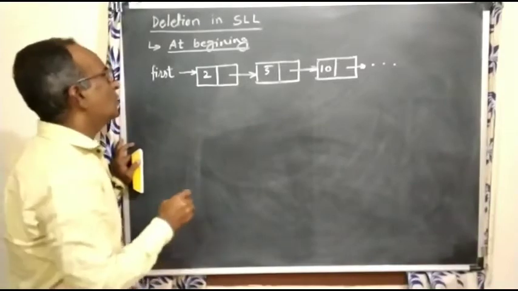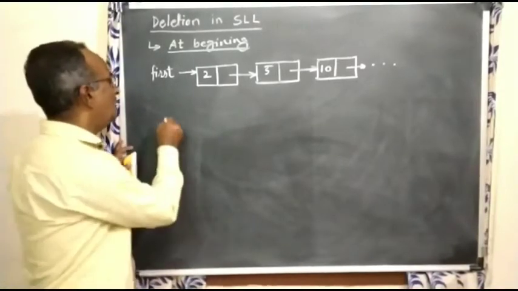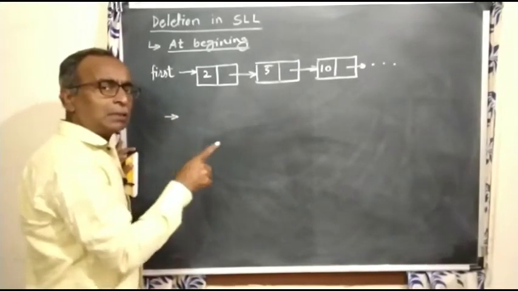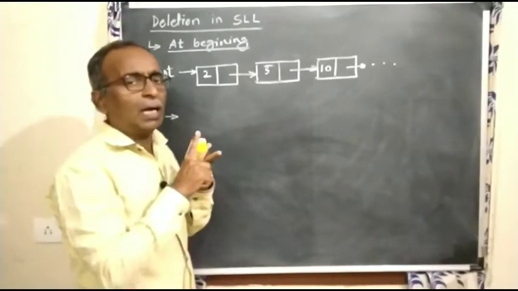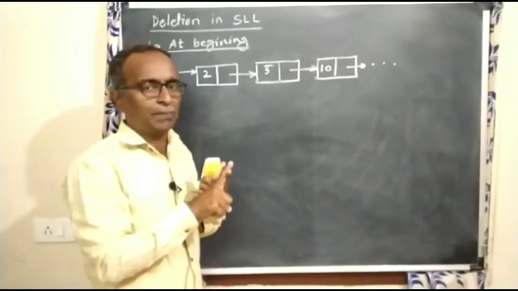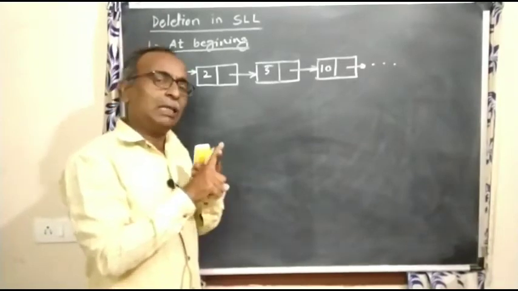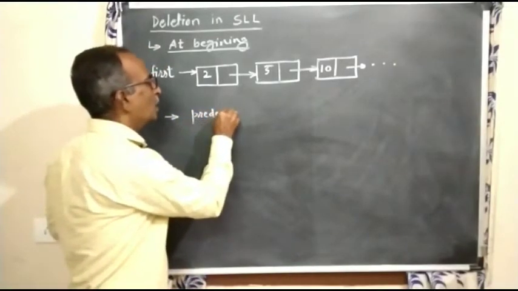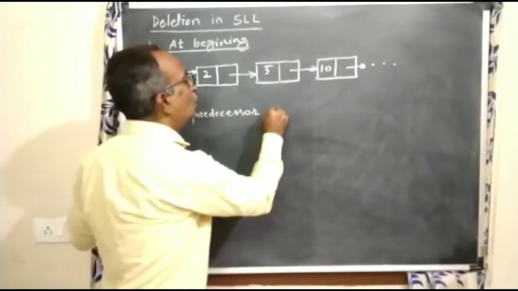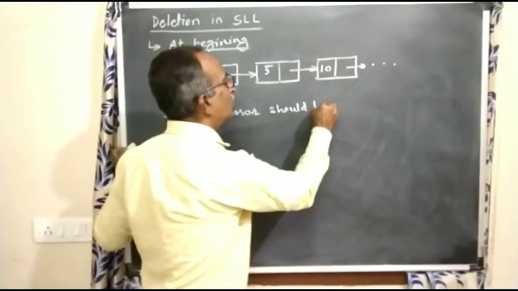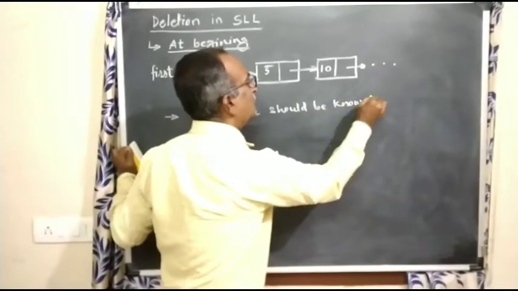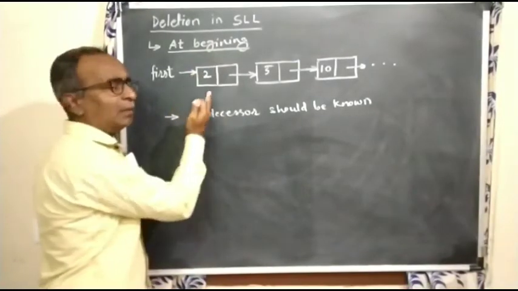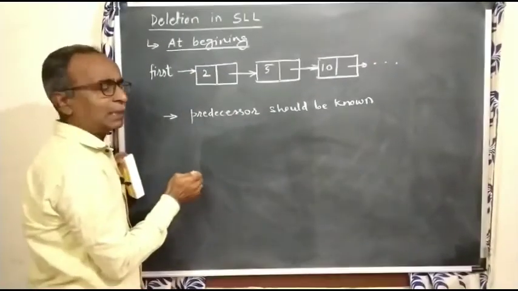So see, whenever you are deleting, keep this in mind always. For deletion, insertion case we have seen. For insertion case, you should have predecessor node's address, that is must. Then only you can insert. For deletion also same thing. Predecessor node's address you should know for deletion. So predecessor should be known. You have to get predecessor, whichever node you are deleting except the first node. If you are deleting at beginning, there is no need of predecessor because there won't be any predecessor.